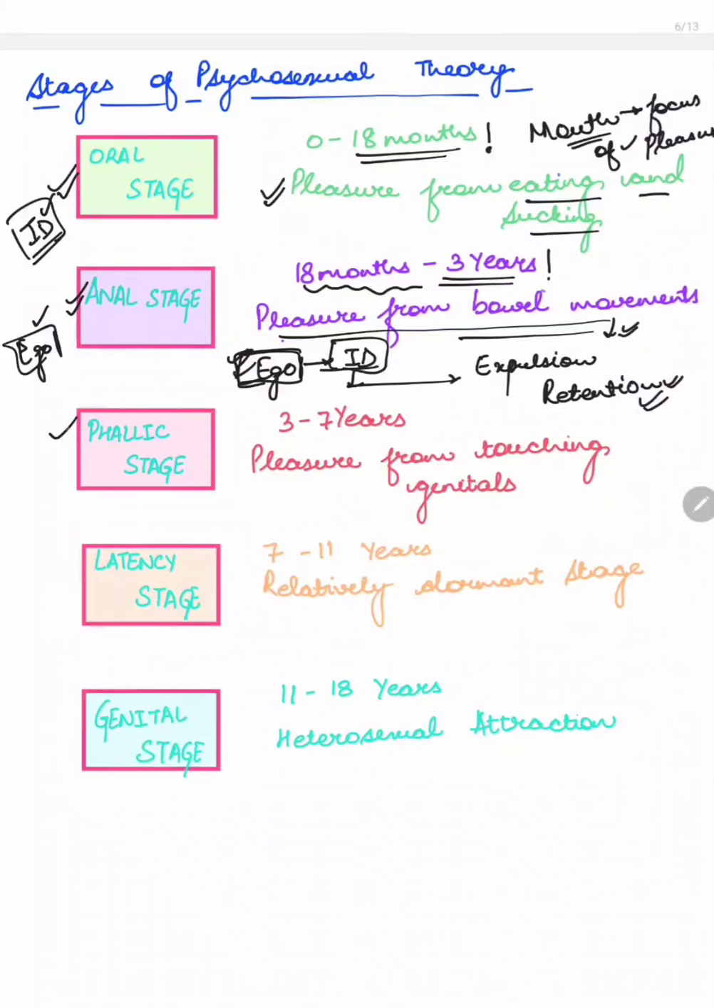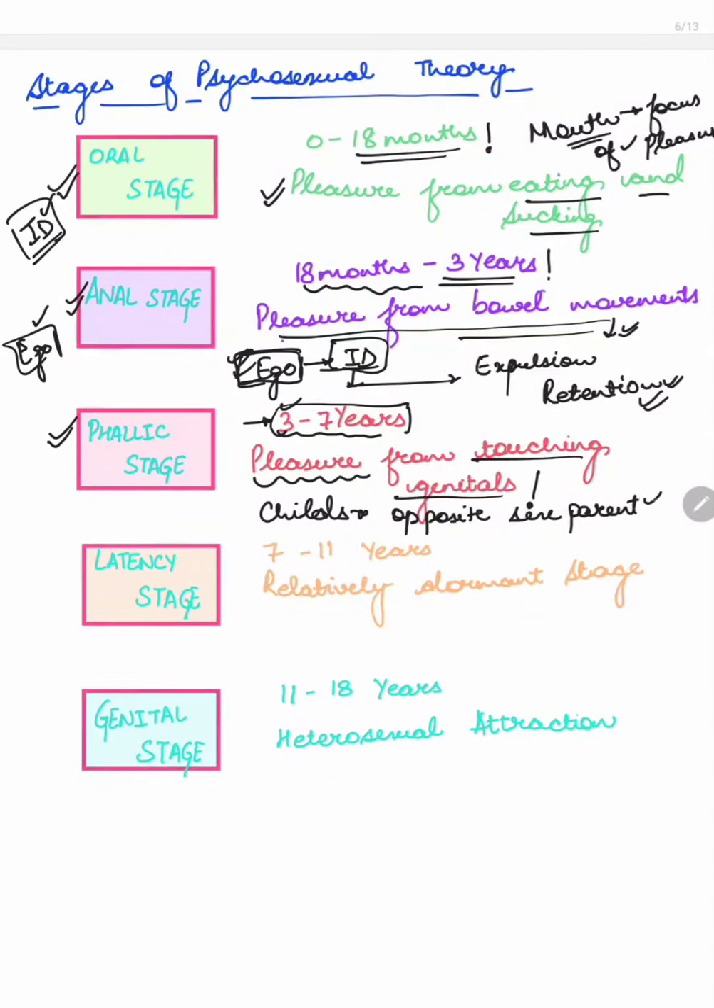Now the third stage, the phallic stage, begins at 3 years of age and lasts till 7 years of age. At this stage, the child seeks pleasure from touching the genitals. Also, the child develops a sensual relationship with the opposite sex parent, right? The girls start liking their father and the boys will like their mother. There are two complexes to define this sensual relationship between the child and the opposite sex parent, that is the Oedipus complex and the Electra complex. The Oedipus complex is between the boy child and the mother, whereas the Electra complex is between the girl child and the father.